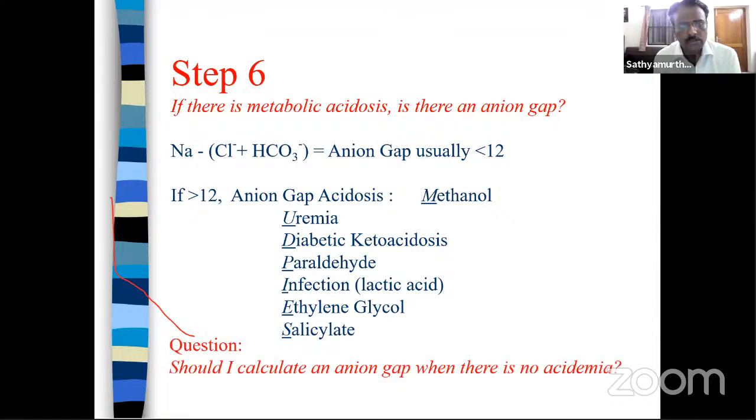So the other question we should remember is, should I calculate anion gap even when there's no acidemia? Meaning, when the patient has got a respiratory problem, should I still calculate? Yes, because patients can have a primary respiratory problem along with it, and they can have some hidden metabolic acidosis also. So always calculate anion gap even if it's a primary respiratory problem.